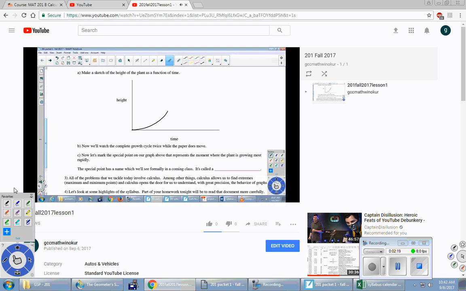It's like fastest growth rate, and then it's still growing, it's still increasing, and slowing down.